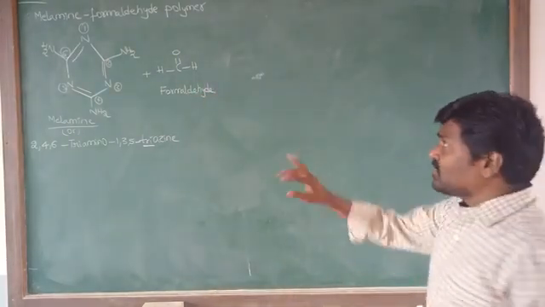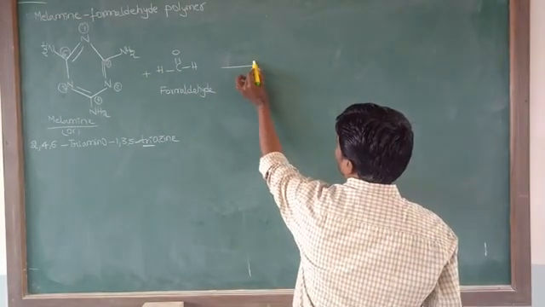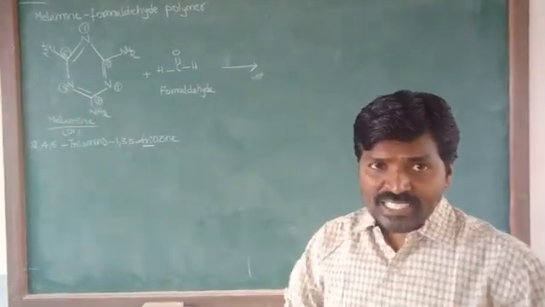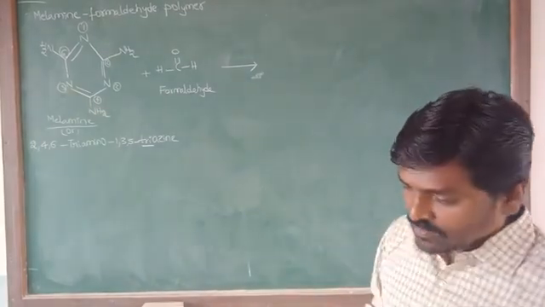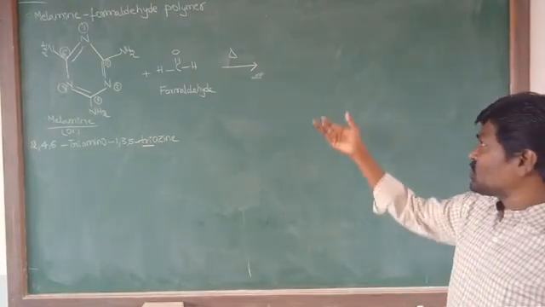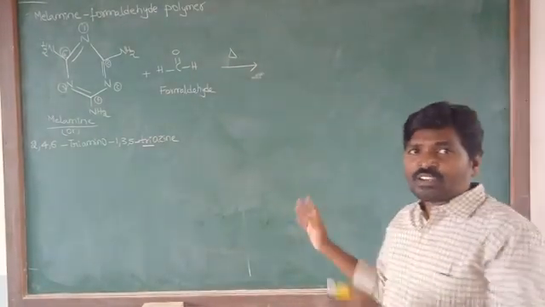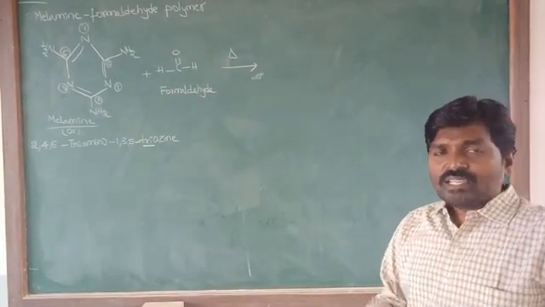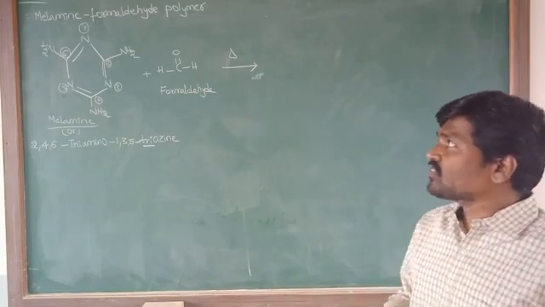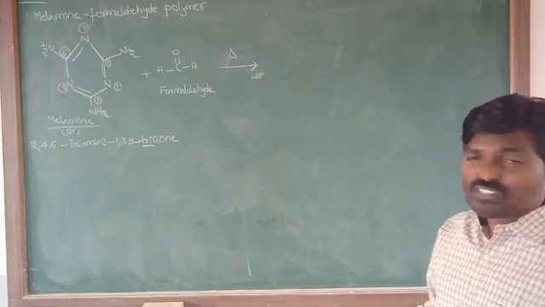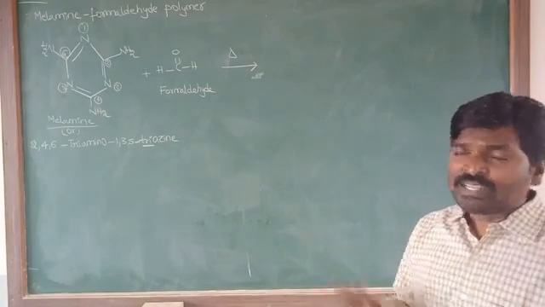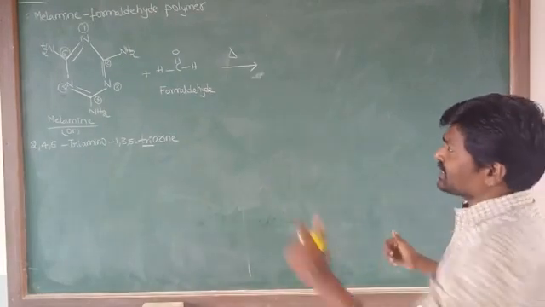Whenever the reaction is carried out between this 2, 4, 6 triamino 1, 3, 5 triazine, that is melamine, and formaldehyde, and it is heated, in the first step we observe the formation of an intermediate. After that, the intermediate undergoes polymerization, and finally melamine formaldehyde polymer is formed. What is the intermediate? A resin intermediate is formed here. I will write that intermediate here.